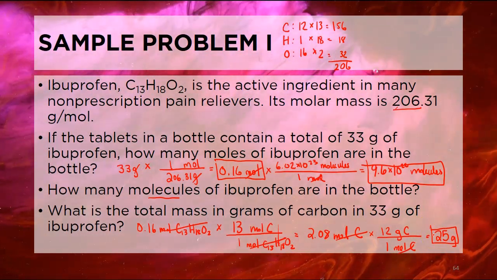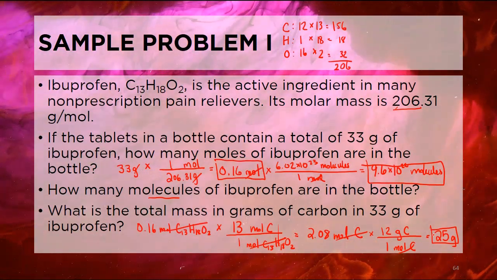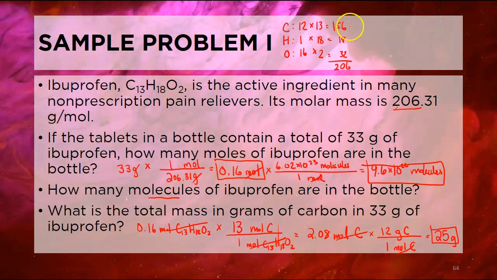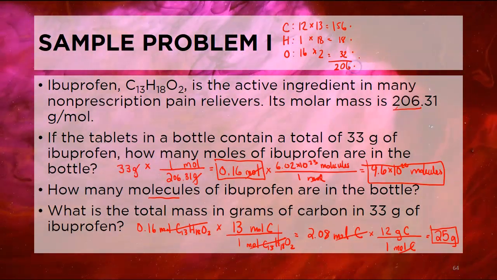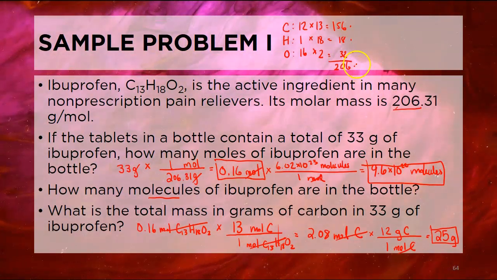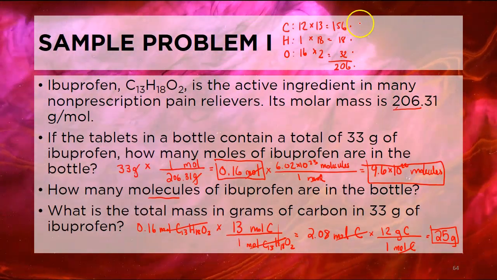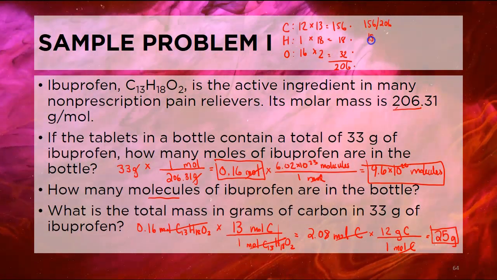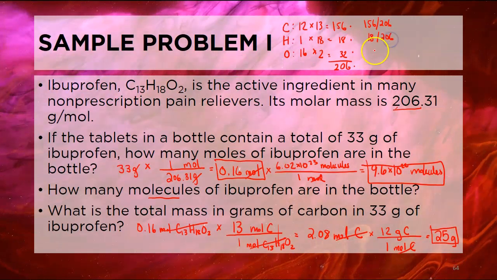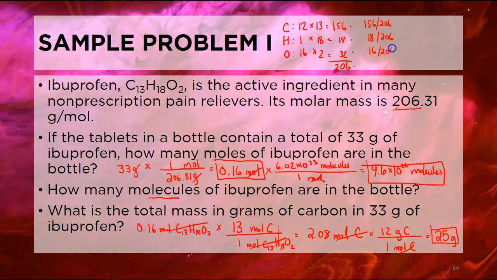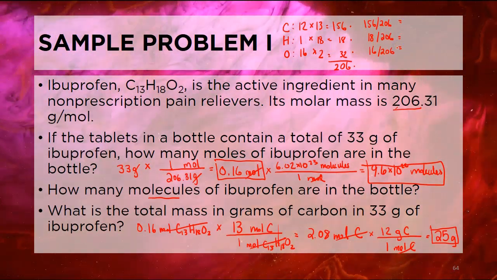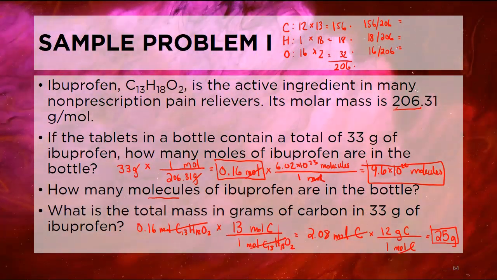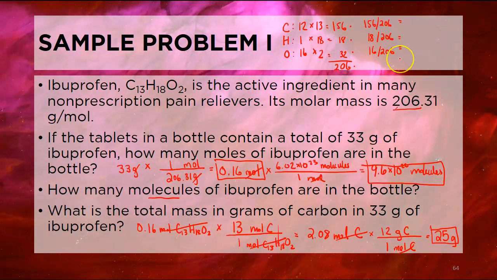But there's another way we can figure it out. We can actually use the percentages based on the numbers we found up here. So if you notice, we've got 3 elements out of a total. So each one contributes some to that 206. So what I can do is I can say carbon is 156 out of 206. Hydrogen is 18 out of 206. And oxygen is 16 out of 206. I can find a percentage for each of those. So 156 out of 206 is, calculate that.